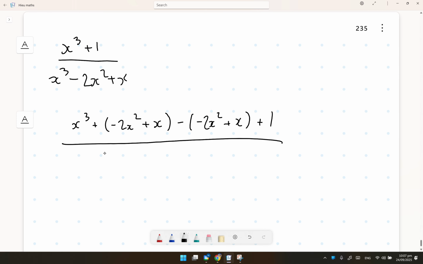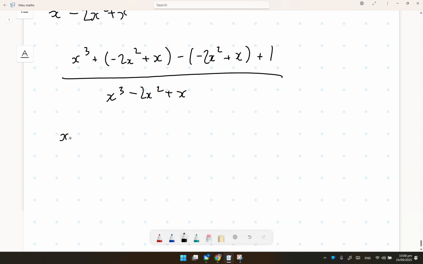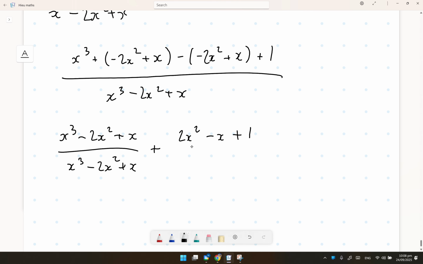But what it does allow us is to do something very interesting. So we have x cubed minus 2x squared plus x. So what we can do is we can split this function in half. X cubed minus 2x squared plus x over x cubed minus 2x squared plus x. And on this side, obviously, we're going to be minusing this over that. So it's going to be plus 2x squared minus x, and then plus 1 over x cubed minus 2x squared plus x.